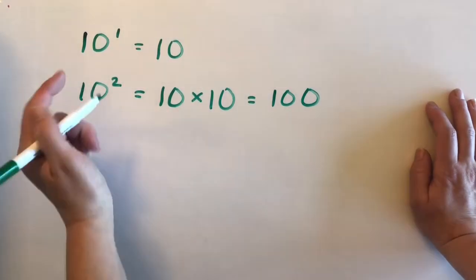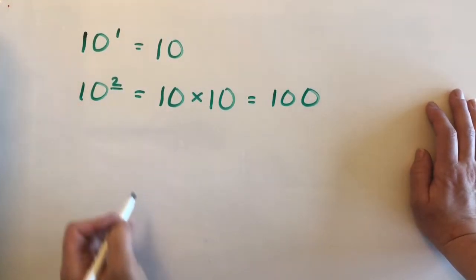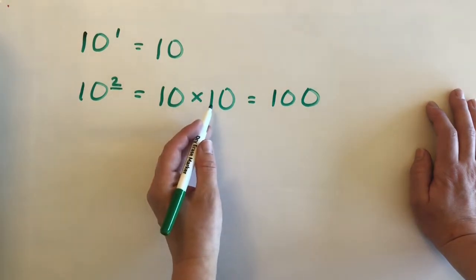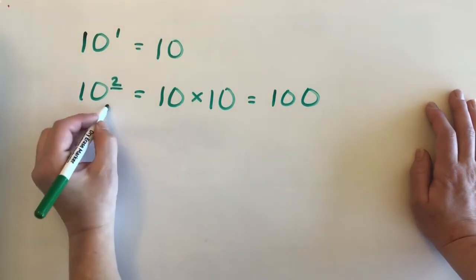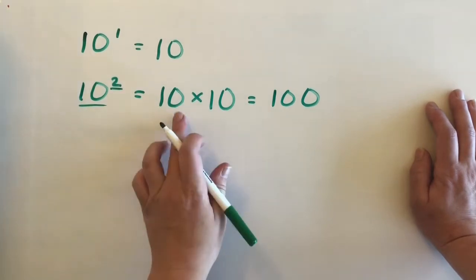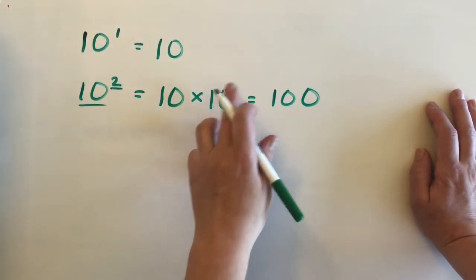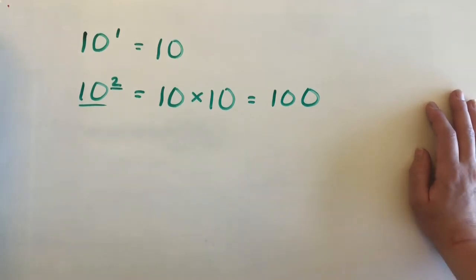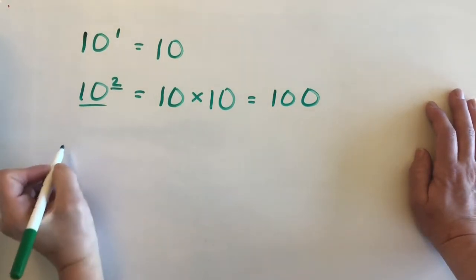The exponent, again right here, this small number, stands for the number of times you multiply the number together. This is called the base number. That is the number that you actually are multiplying together. So let's try a different one. Let's go with a harder one just to see if you can do it or understand.